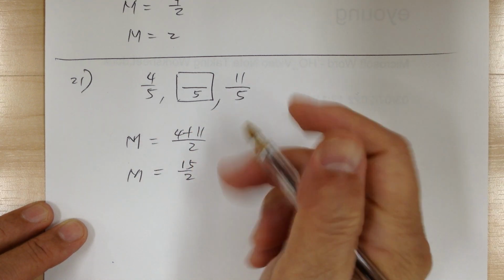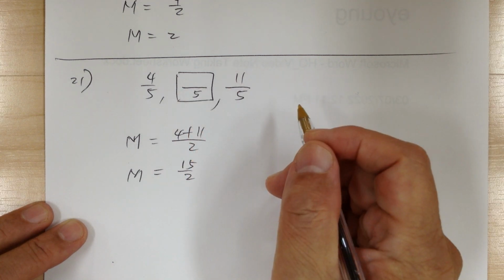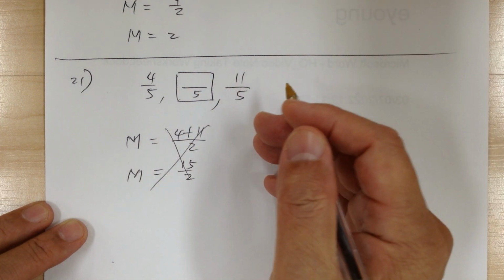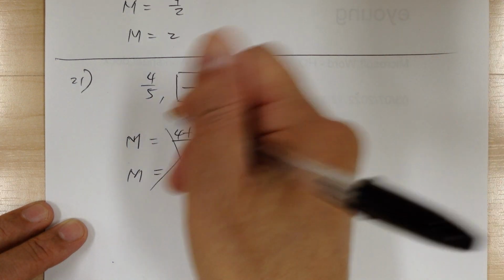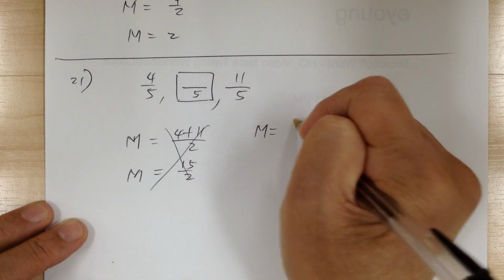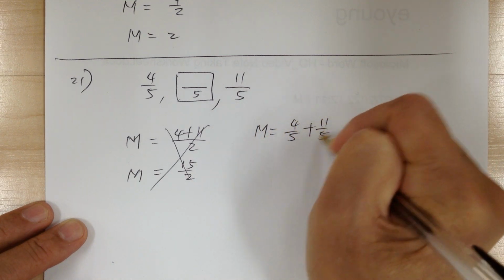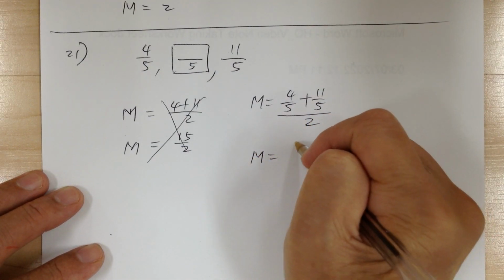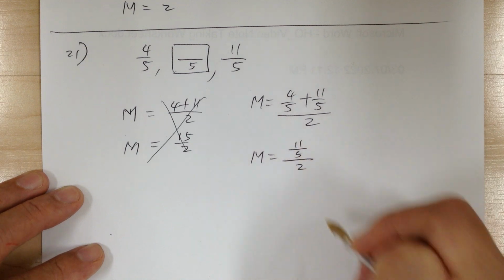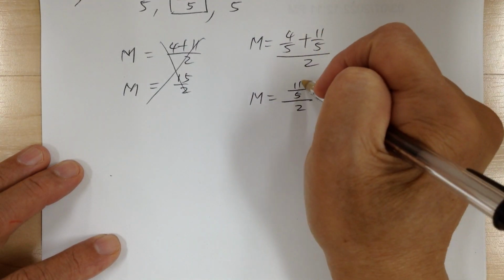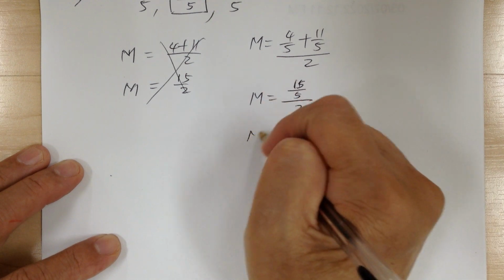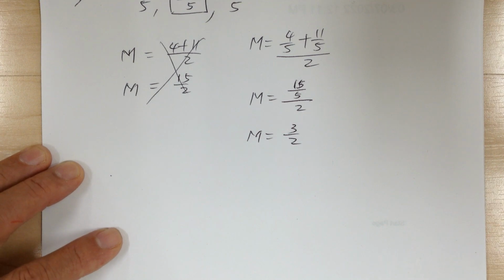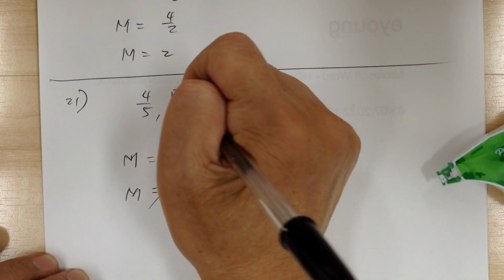So the mean will equal 15 over 2. Now, this one doesn't work because you get fraction over fraction. So let's not do this because it's already a fraction. It comes out kind of messy. Sometimes it works, sometimes it does not. So let's just do the regular way. So the mean will equal 4 over 5 plus 11 over 5, over 2, right? That's how you do the average. So the mean equal to 15 over 5, over 2, and it comes out nice. 15 over 5 is 3, so it becomes 3 over 2. So the mean is 3 over 2.